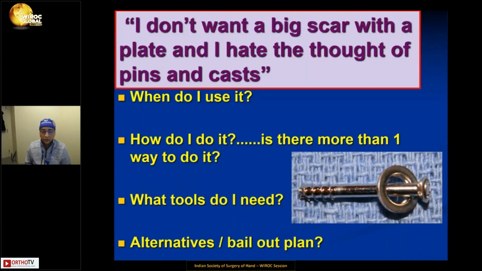Sometimes you can have patients who don't want pins and casts because they are claustrophobic. They do not want the concept of having large plates in their bodies. What do you do with such patients? Well, again, like I showed you, be prepared to use the one-hole plate. And this is a good alternative that can bail you out.